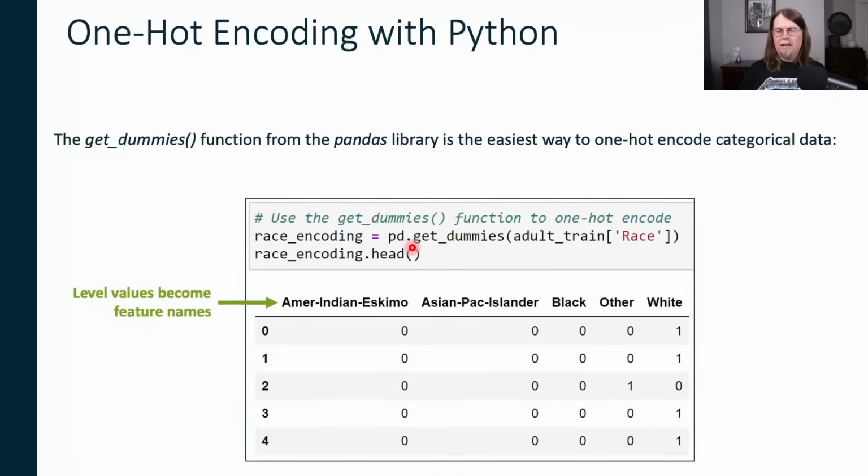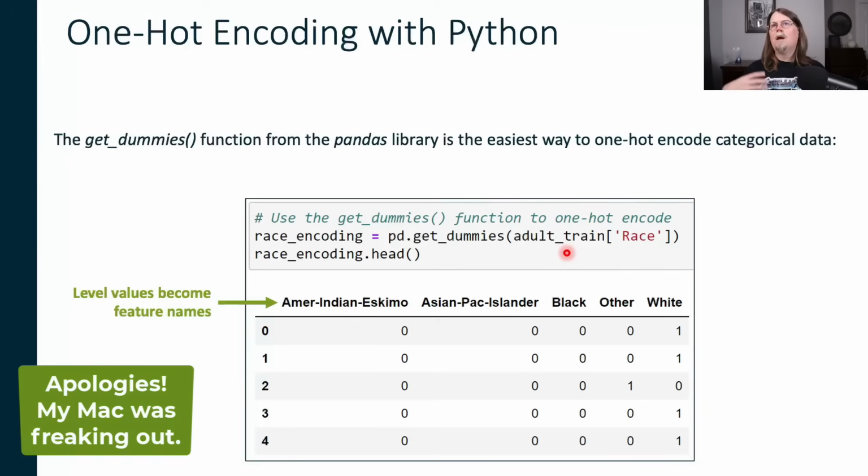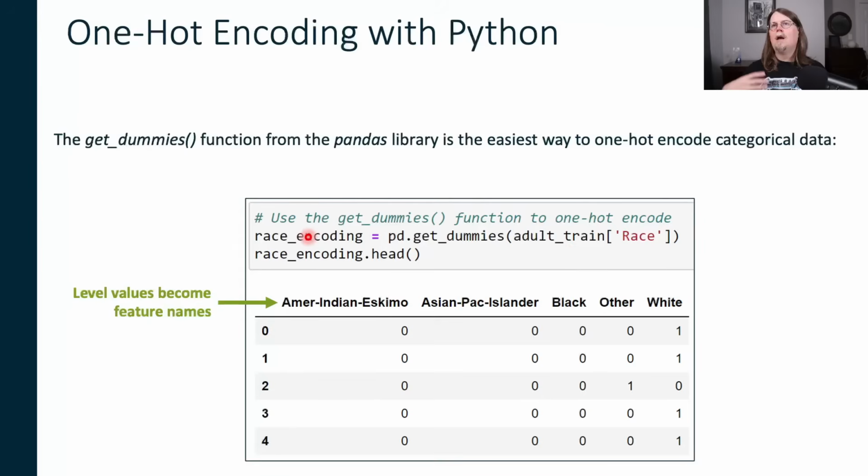So here's the getDummies function, right? Because you typically import pandas as pd. So pd.getDummies. I want to call the getDummies function, and I would like to perform one-hot encoding on the race feature of my adult census training data set. And what I get back out of this is another pandas data frame, which I'm calling race_encoding. And if I call head on it, you can see, sure enough, 1, 2, 3, 4, 5 features, just like we saw. And we see the racial indicators right here, so on and so forth.